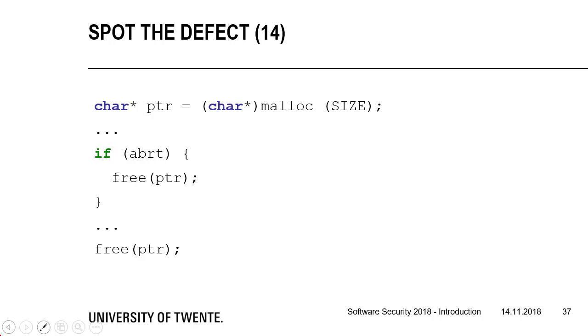Okay, what's the problem here? Yeah? Free can decode twice on pointer or something. Yes, we have a double free. So we'll try to free memory twice, which might corrupt our heap, because we are supposed to call free only once for everything we've allocated.